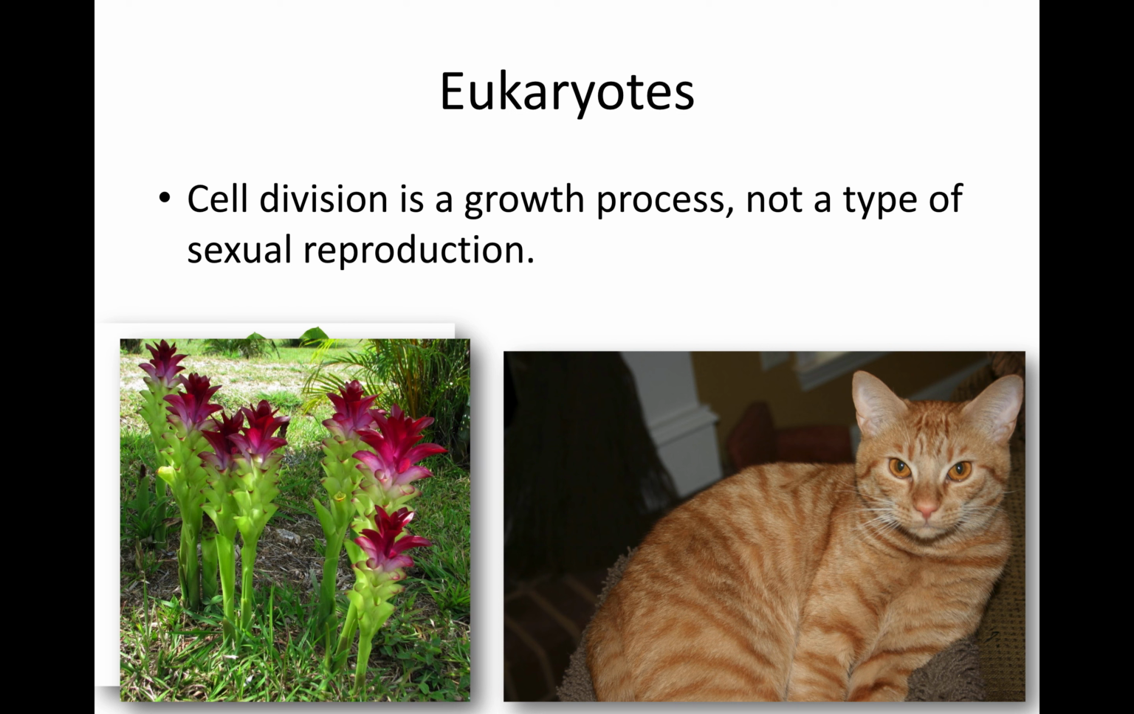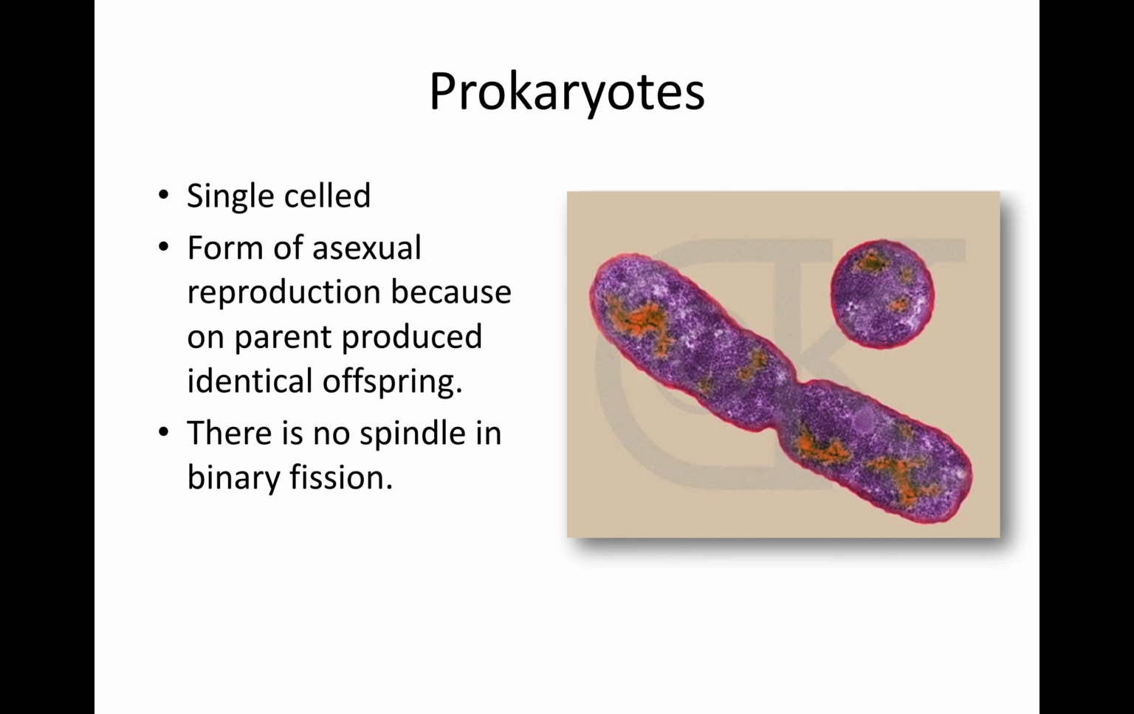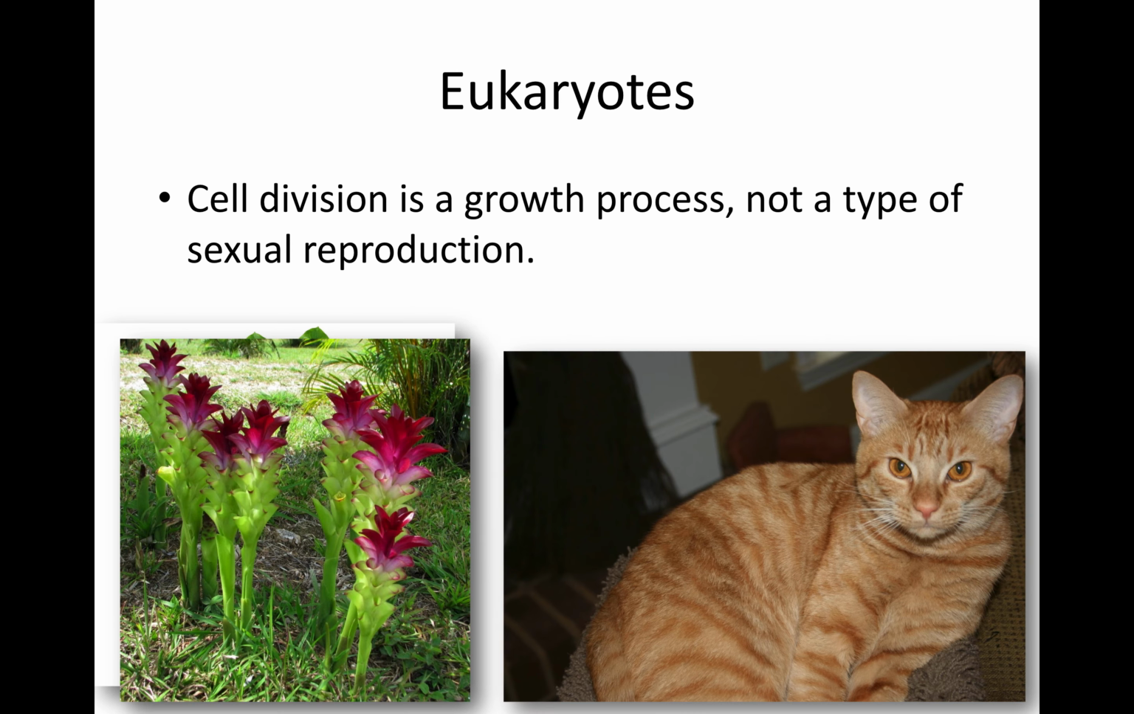In eukaryotes, cell division is a growth process. It's not a type of sexual reproduction. That's what you're going to try not to get confused on, okay? Mitosis is just used for growth and repair. Remember that slide? We just grow, like that plant on the left just grew because of mitosis. That cat grew that big because of mitosis. There's a whole other chapter for our type of sexual reproduction and what our cells go through. So we use mitosis to grow. Prokaryotes use binary fission to divide. Okay? And that's it.